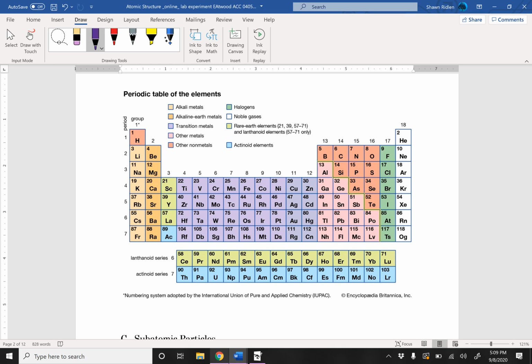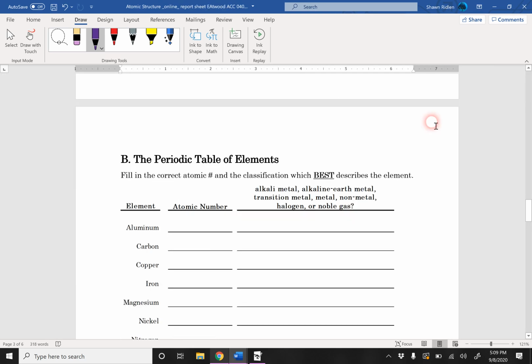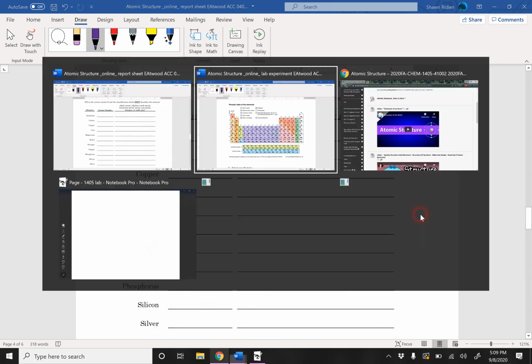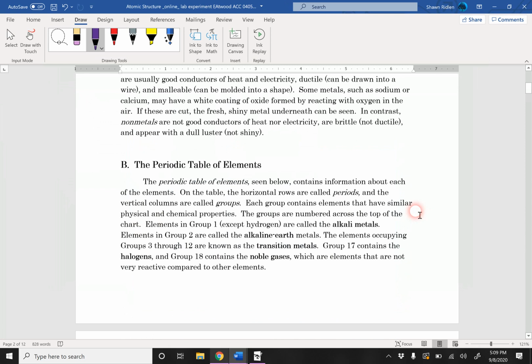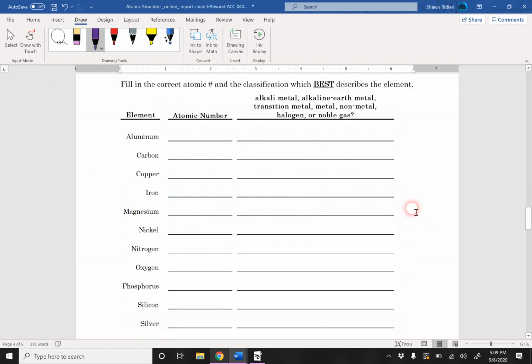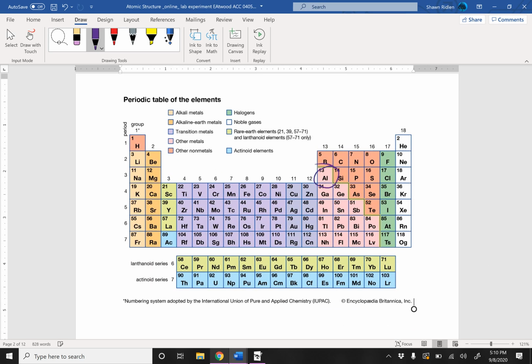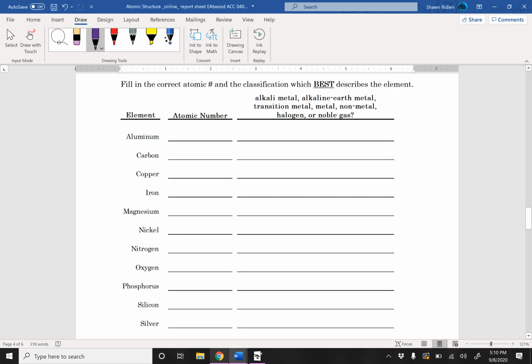Okay, and so what this section will ask you to do, so let's scroll down to that section. I'm sorry, we're on B, aren't we? Okay, so we'll stay on this section. And so here, it's going to ask us the atomic number, and then it will ask us to categorize it. So here we have aluminum. Okay, so let's find aluminum on our periodic table. So aluminum is here. So I see its atomic number is 13, so I will just write 13.